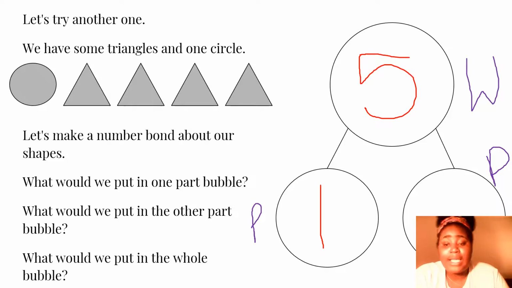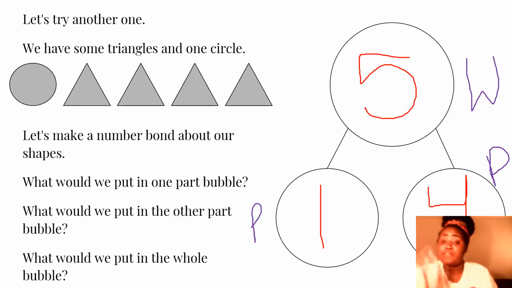And now I still have the rest. So now I need to see how many triangles I have to put in my other part bubble and see if it's going to make the whole. So let's count how many triangles I have. 1, 2, 3, 4. So I'm going to write a 4.